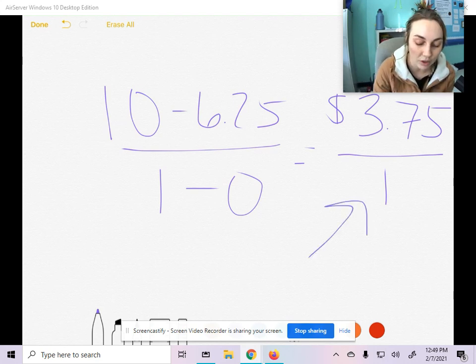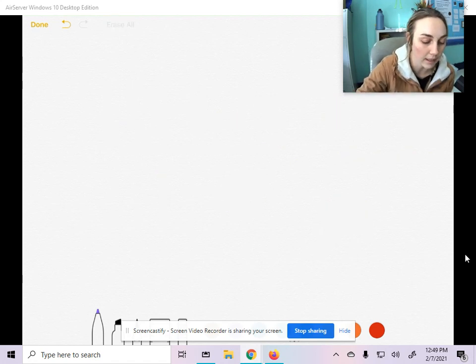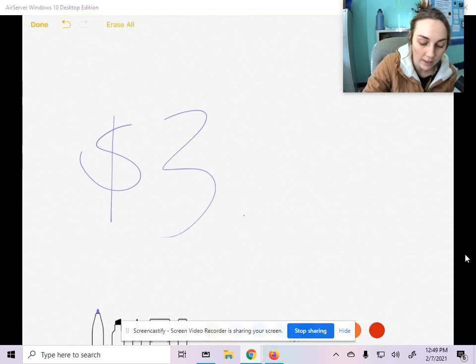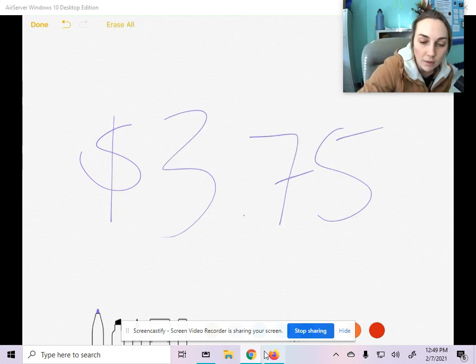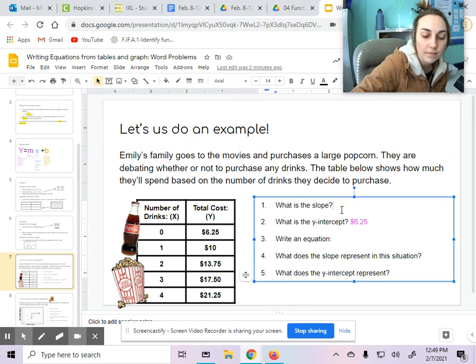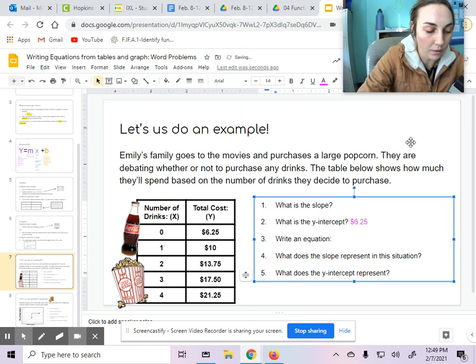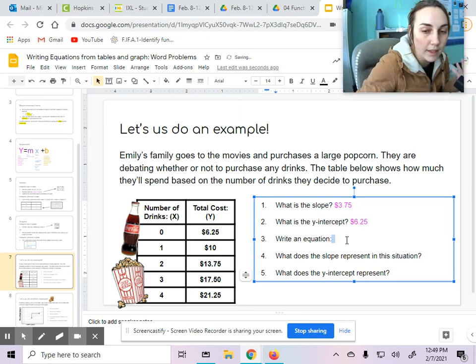1 drink equals $3.75. Every time you order a drink, it's going to be worth that amount of money, $3.75. So if we go back to here, we know what the slope is. Per drink that you order, it is going to equal $3.75. So cool, we found the slope.